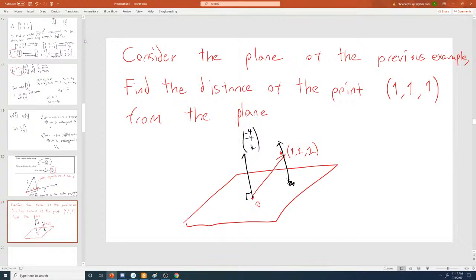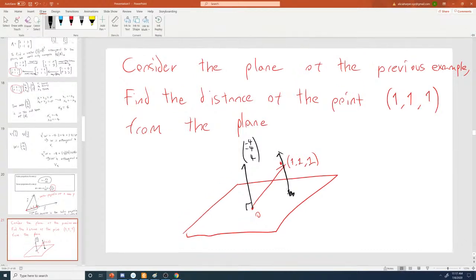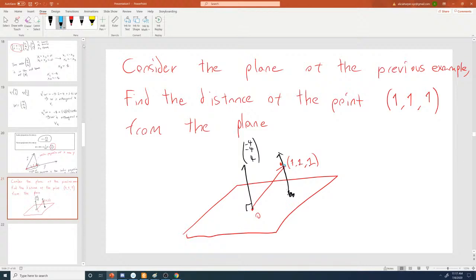And the distance between the point and the plane is given by this blue line segment. And so in order to find this length right here, what we could try to do is we could note that this blue length is the same as this blue length, which is precisely the scalar projection of the vector 1, 1, 1 onto the vector -4, -4, 4.